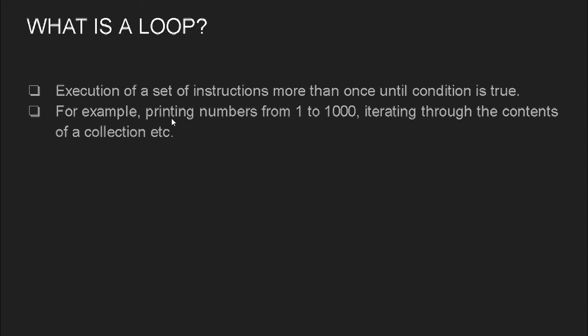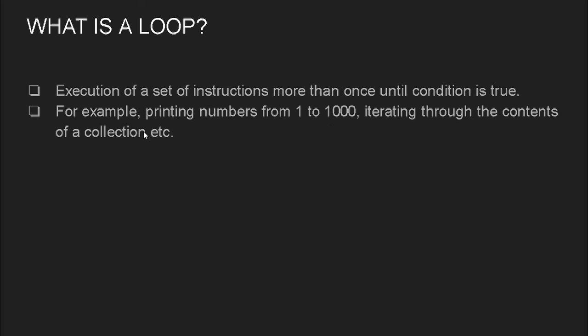So a loop is going to execute the same set of instructions more than once, and unless and until a particular condition is true, it is going to keep on executing. Here I have given some examples, like printing numbers from 1 to 1000, which is the example I gave right now, and iterating through the contents of a collection.